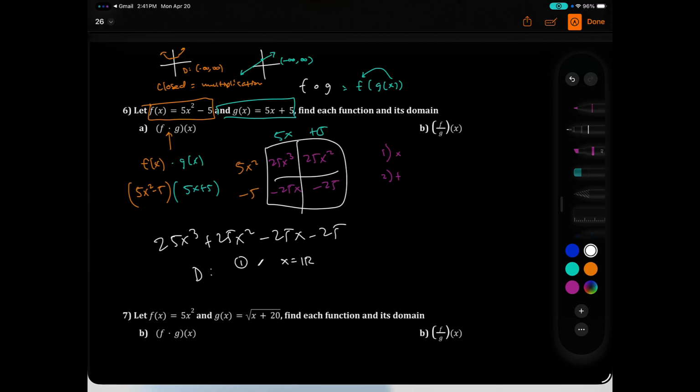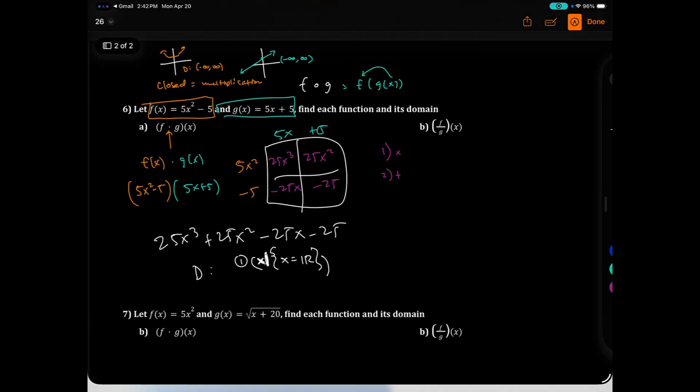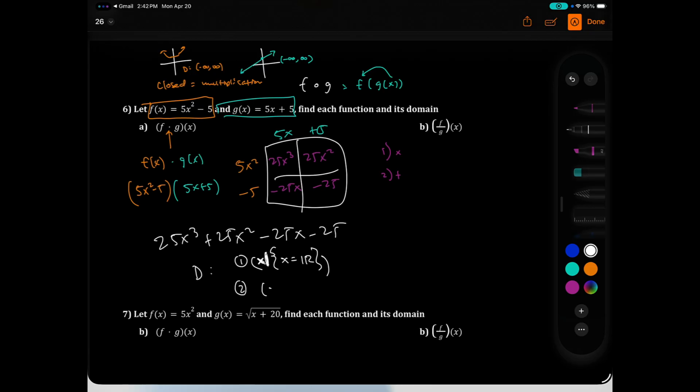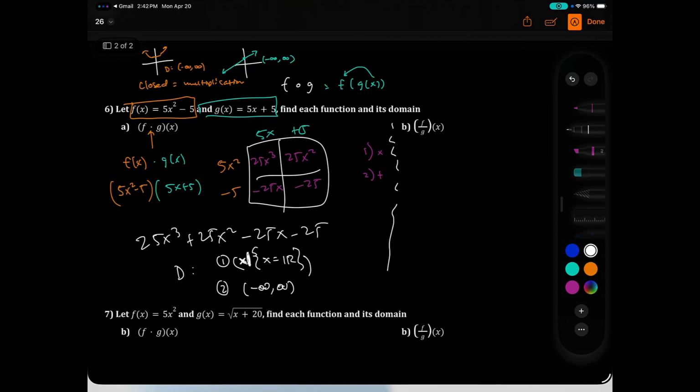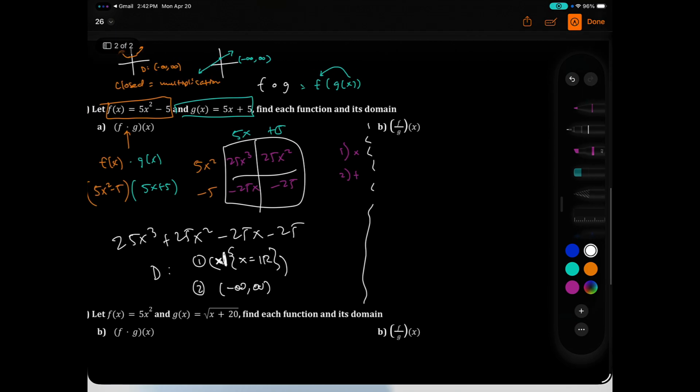You could do something super fancy. You could say in the set for X, basically you pick all the real numbers. Okay, the second way you can write this is interval notation, which is saying pick the most restrictive domain, but because they're the same, it doesn't really change anything. Okay, let's try B. Now this one is saying f of x divided by g of x. So f of x is 5x squared minus 5, and g of x is equal to 5x plus 5.